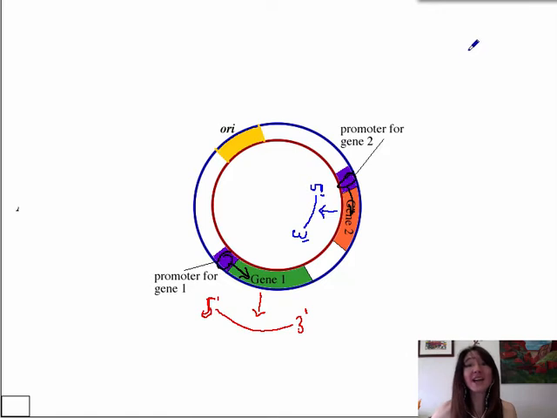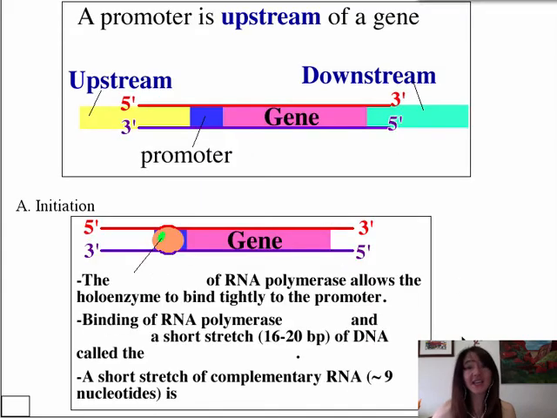So we're all ready now to jump into the 3 phases of the synthesis of RNA, that is transcription, and we'll begin with the initiation phase. So just like DNA synthesis, just like replication, we can split the process of transcription down into 3 phases. Initiation is number 1, and then 2 will be elongation, and then 3 will be termination.